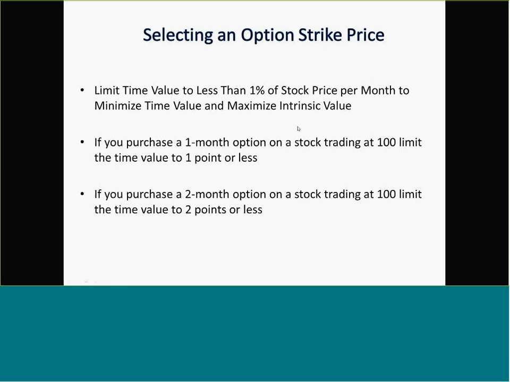So, for example, if you purchase a 1-month option on a stock that's trading at 100, you want to limit the time value portion of that option to 1 point or less. So that's 1% per month. And if you purchase a 2-month option and the stock is trading at 100, then you want to limit the time value to less than 2 points, which would be 1% per month. So the goal is to limit the time value to 1% per month.